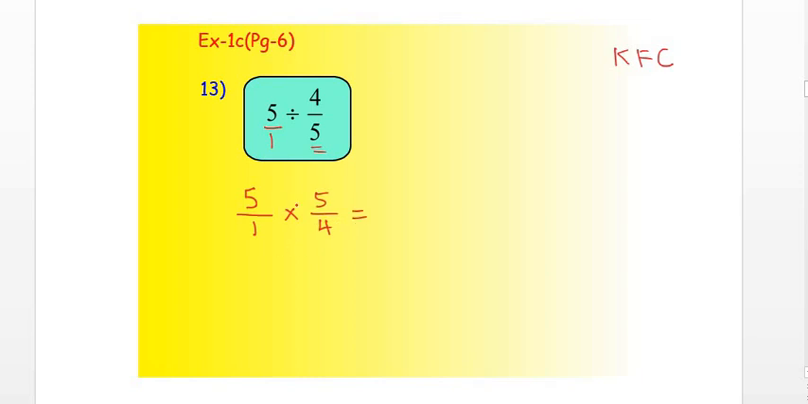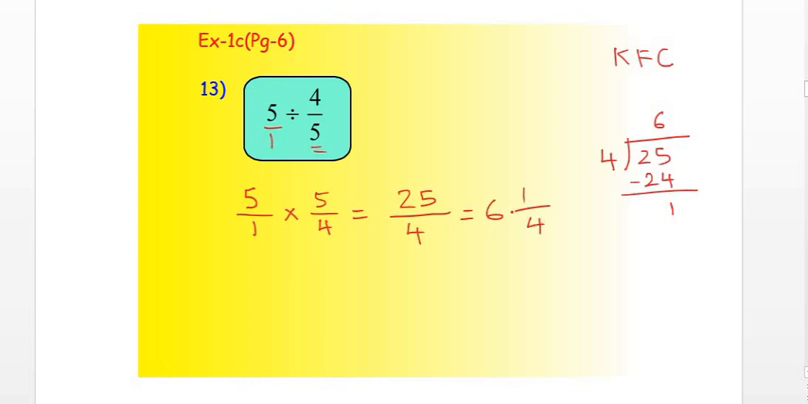Now the next step is to multiply them straight. So 5 times 5 will be 25, and 4 times 1 will be 4. Now it's an improper fraction, so you will go for the division: put 25 inside and divide it by 4. So 4 times 6 is 24. So finally the answer will become 6 whole 1 out of 4. So this will be the final answer.